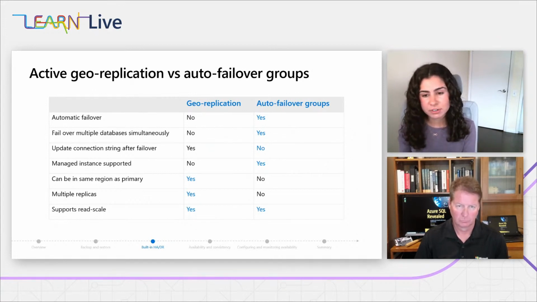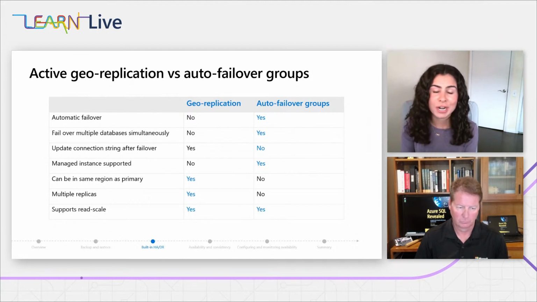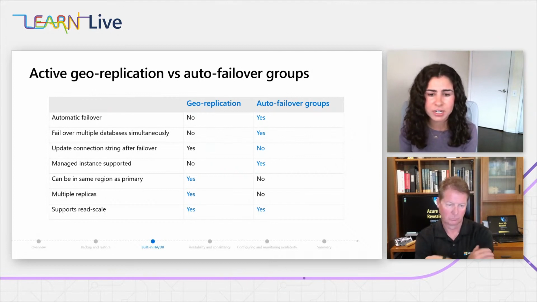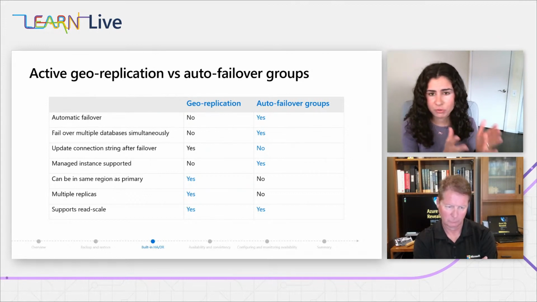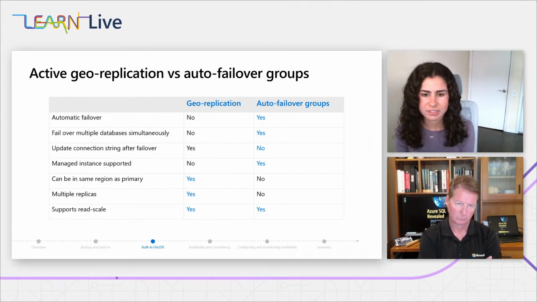Now, with auto failover groups, some of the things that you get, as represented by the name, is you are able to do an automatic failover if something goes wrong, or if you want to force a failover, and you don't have to change the connection string because you are just connecting to the failover group read-write listener versus the read-only listener.